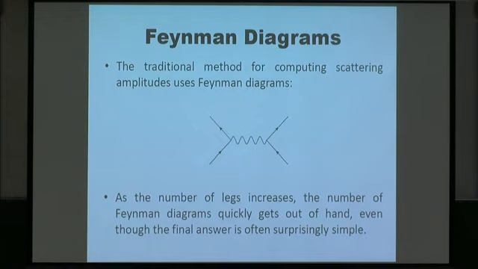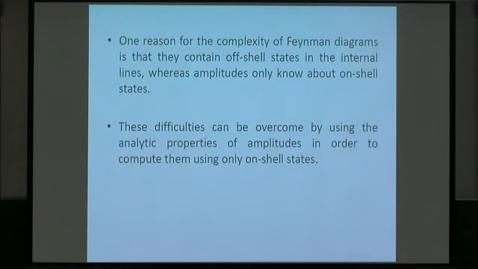And the reason is because Feynman diagrams have some difficulties. In particular, as the number of external legs increases, one finds that the number of Feynman diagrams that contribute to a given scattering amplitude quickly gets out of hand, even though very often the final answer that you obtain is surprisingly simple. And I think the essential reason for this difficulty is that the scattering amplitudes have off-shell states in the internal lines.